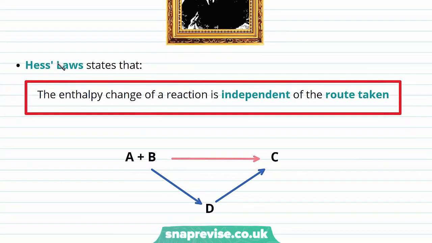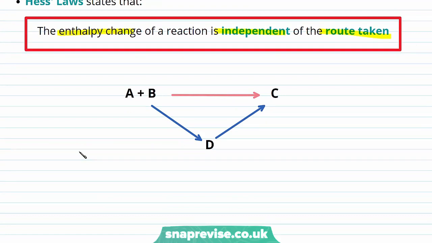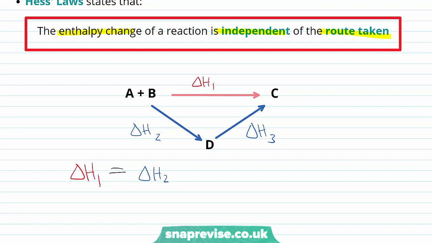Hess's law states that the enthalpy change of a reaction is independent of the route that is taken. So if we have this reaction here, where A plus B is going to form C, we call that reaction delta H1. Then we have delta H2, the reaction of A plus B to form D. If we have delta H3 as the formation of C from D, this arrow here, then according to Hess's law, delta H1 is equal to delta H2 plus delta H3.